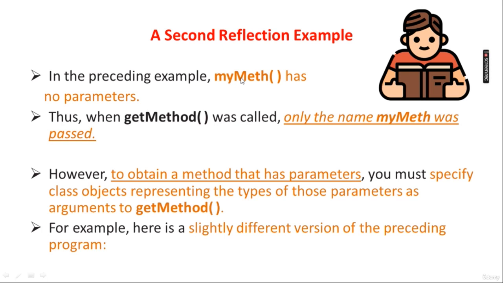My method in the previous example had no parameters. When the get method was called, only the name myMethod was passed. But to obtain a method that has parameters, there can be a situation where a method requires a parameter. In that case, you must specify class objects representing the types of those parameters as arguments to the get method. So to get method, what will you pass? Class objects representing the types of those parameters. We will see one more example of this.